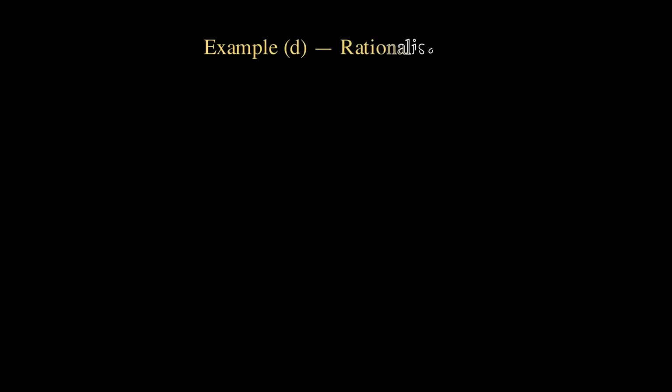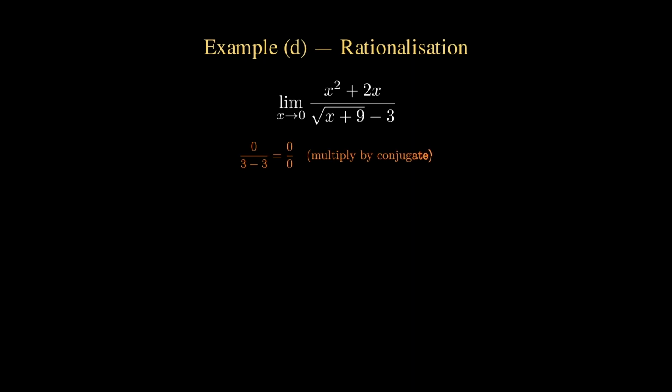Example D. The limit as x approaches 0 of x squared plus 2x over root of x plus 9 minus 3. Substituting x equals 0 gives 0 over 0, indeterminate. This time we can't factor directly because of the square root. Instead, we multiply numerator and denominator by the conjugate of the denominator. Root x plus 9 plus 3.